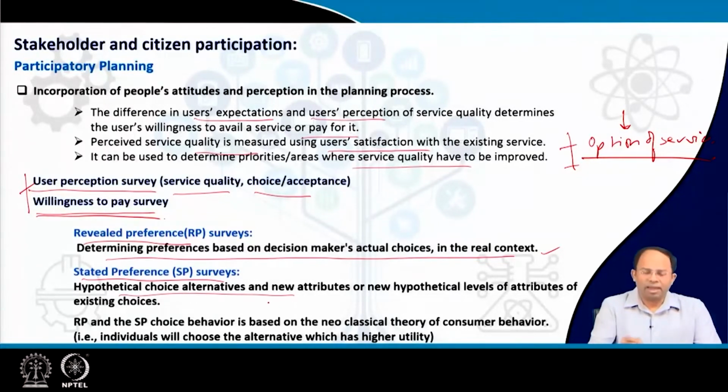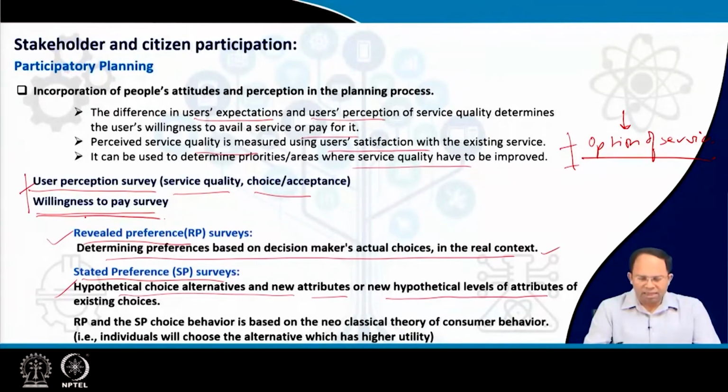Or similarly, if I introduce some new attributes or new hypothetical levels of attributes of existing choices, then also those attributes are not there. So, this kind of survey is known as a stated preference survey. That means I ask them about their opinion about a particular service or a level of attribute of a particular service and take their opinion about it, right? So, it's a hypothetical choice, whereas the first one is an actual choice or a revealed preference.